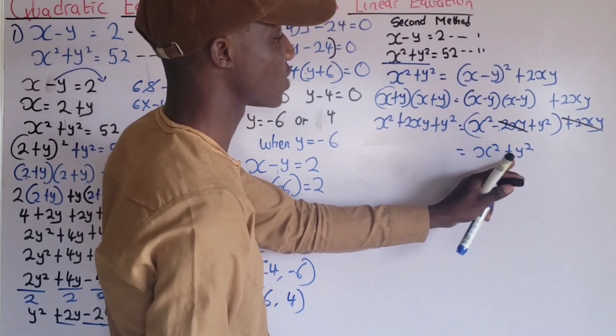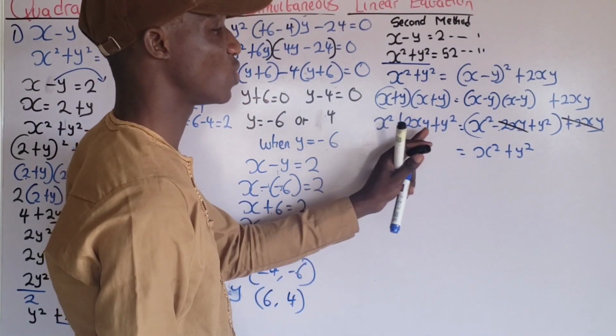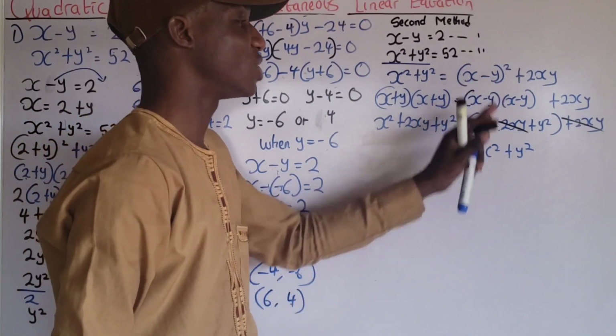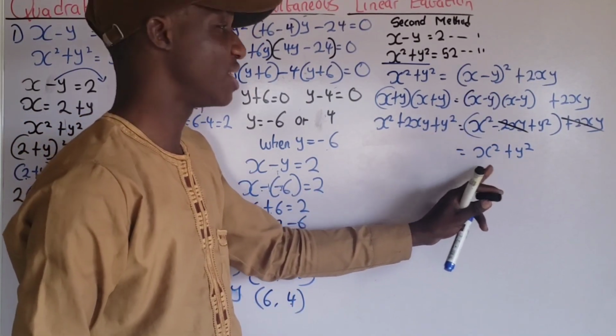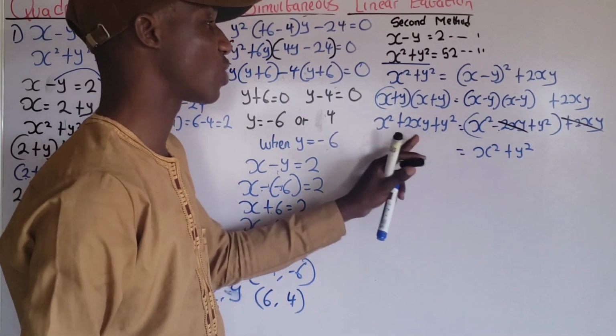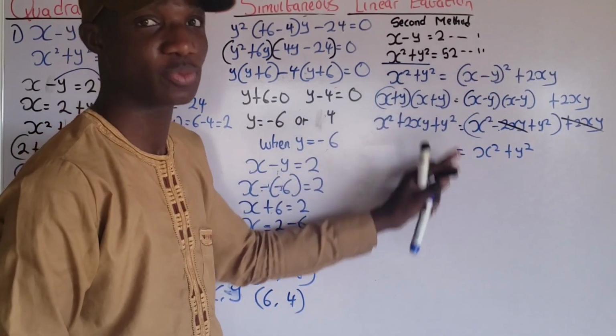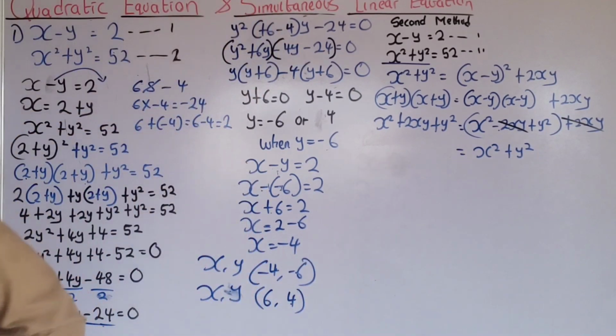And x squared plus y squared is also the same thing as x squared plus 2xy plus y squared. You can see now. If you expand this, you are going to have x squared plus y squared. And if you take the difference of two squares of this, you are going to have this. So automatically, this is equal to this. I have just proved it to you. Now, let's go back to our question.